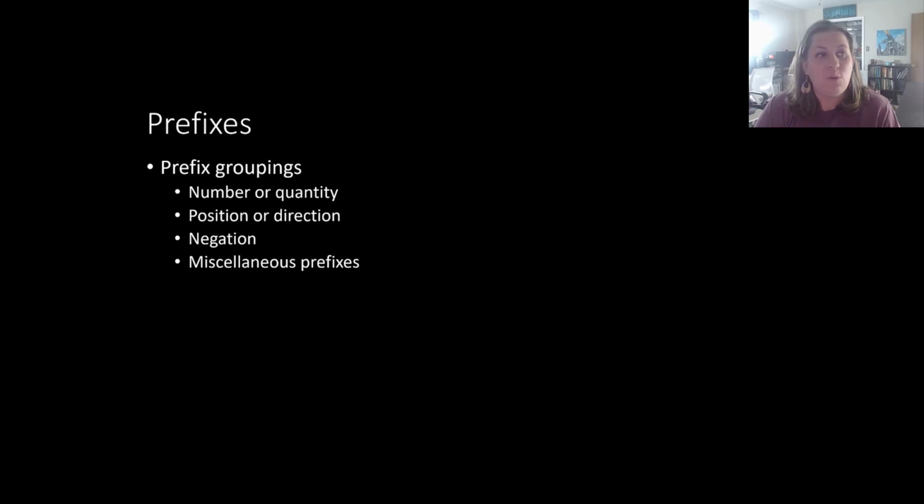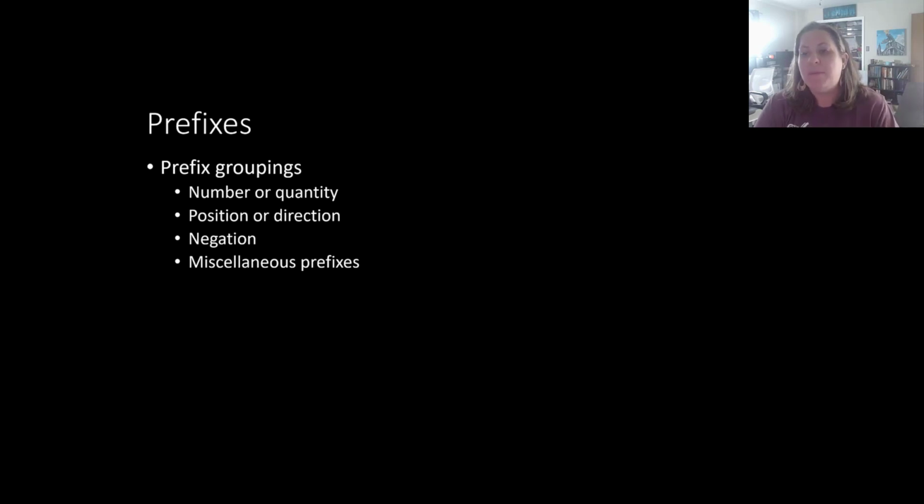Some of these that deal with number and quantity would be things like monochromatic, monologue, unicycle, unipolar. Mono and uni both mean one. We also have biceps, bicycle, dioxide. Bi and di stand for two, the number two. Triceps, triangle, tricycle, triathlon. Tri is going to be for three. And then you have quadriplegic, quadruplets, tetrachloride. When you look at quad and tetra, those are your prefixes for the number four.